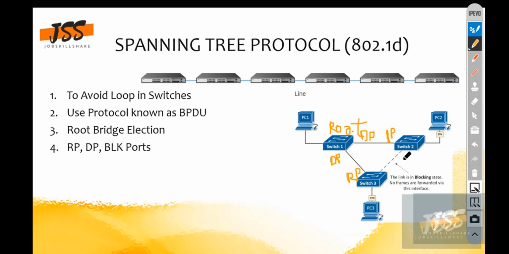And then, as I said, one of these links will be in a blocking state. Maybe this or maybe this one will be blocked, and one of them will be a root port. In case of a failure, let's say this link is down, and we know that this other link is in a blocking state, immediately it will come up and go into a forwarding state. So PC3 wants to send information to PC1. Before, it was going through this one, but now since this link is down and the blocking state has come into the forwarding state, it will go like this.